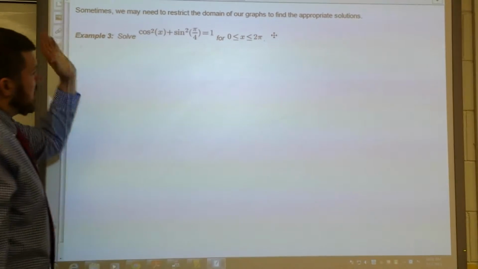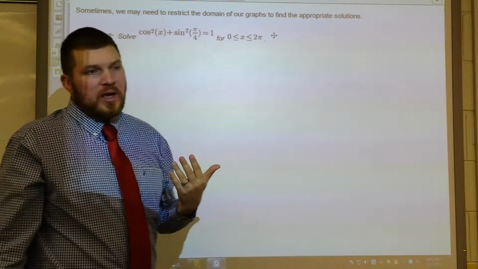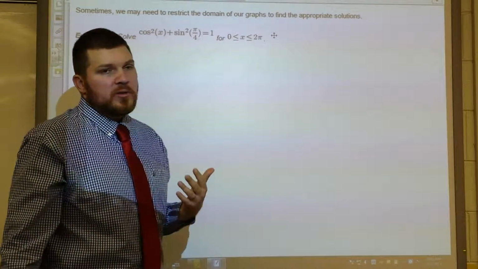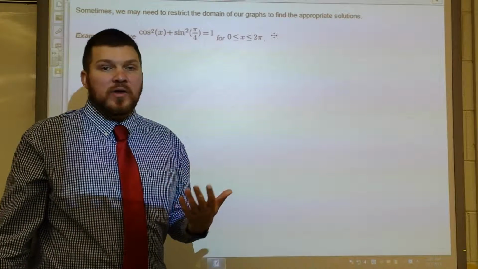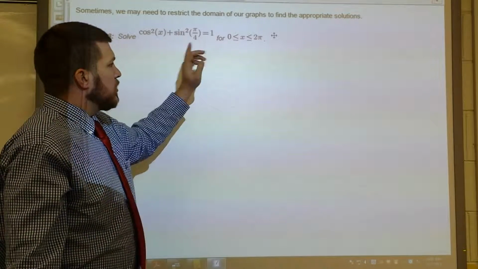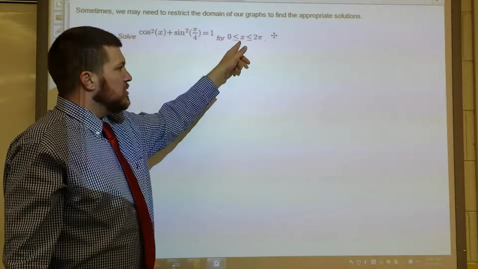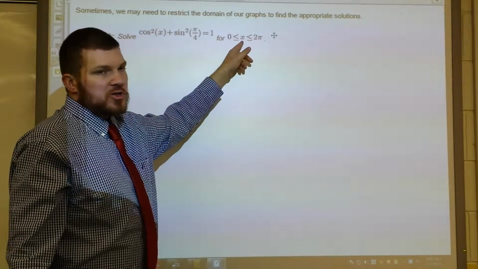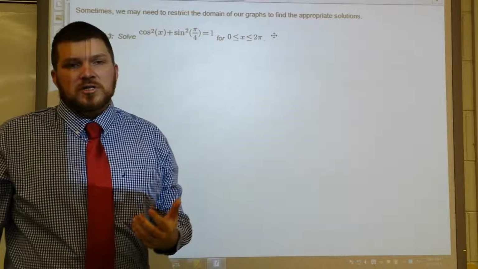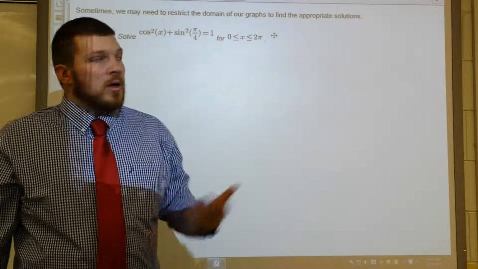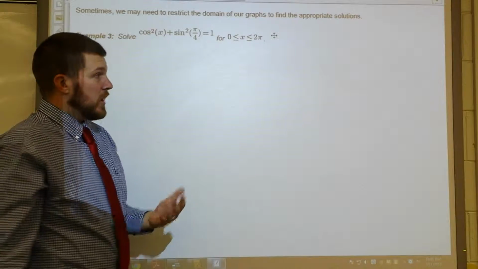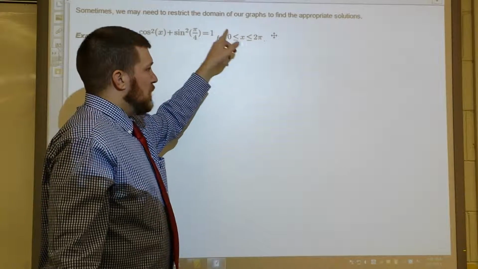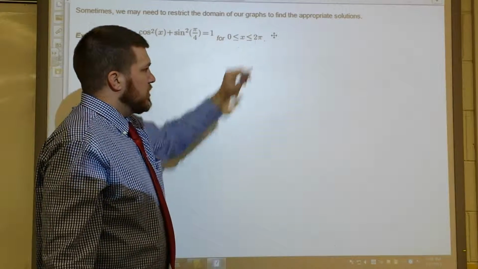Now, sometimes we need to restrict the domain or the range. In this example, I'm just going to show you how to restrict the domain. Restricting the range or the y values is pretty much the same way. But you're going to know you need to do a restriction when you see an inequality. So here I'm restricting the x values. X values are essentially associated with the domain. Y values are essentially associated with the range. So I want my x values, I only care about the x values between 0 and 2 pi.